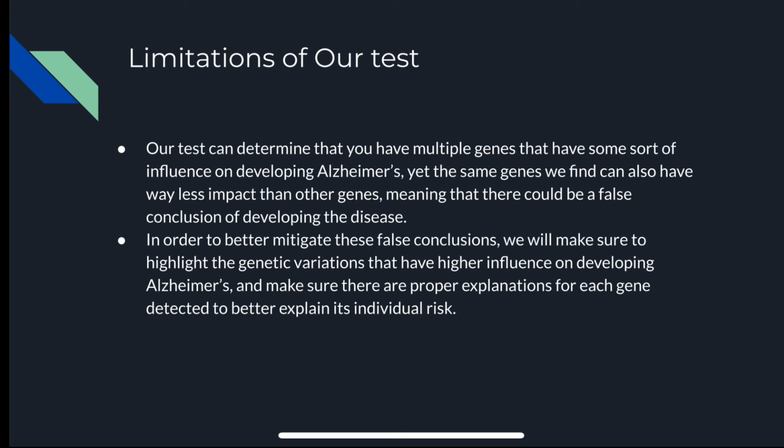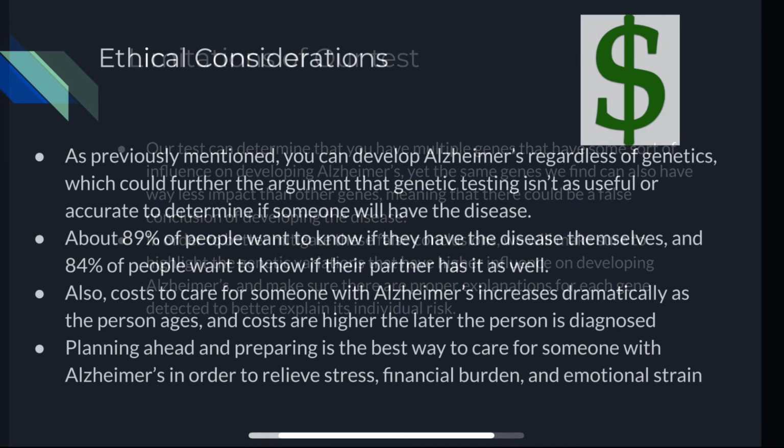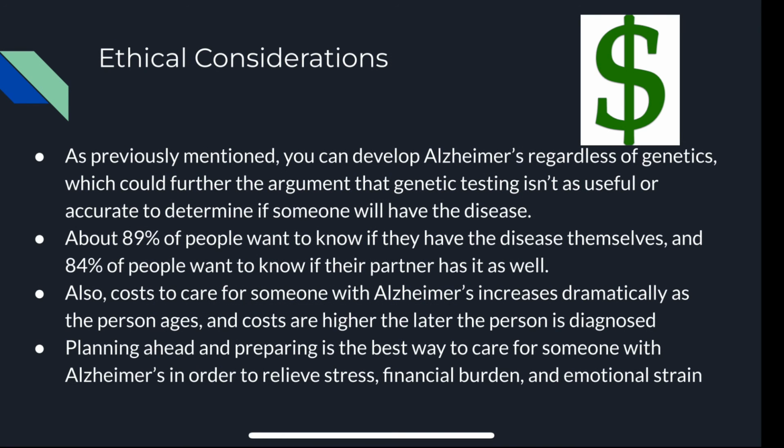In order to better mitigate these false conclusions, we will make sure to highlight the genetic variations that have higher influence on developing Alzheimer's and make sure there are proper explanations for each gene detected to better explain its individual risk. As previously mentioned, you can develop Alzheimer's regardless of genetics, which could further the argument that genetic testing isn't as useful or accurate to determine if someone will develop the disease. However, the vast majority of people want to know if they have Alzheimer's. About 89% want to know if they have the disease themselves, and 84% of people want to know if their partner has it as well.